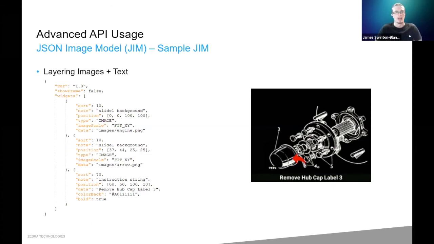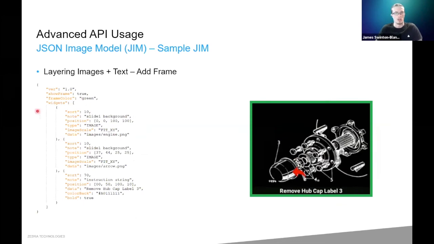And then on this final slide, I just show an example of how you would put a frame or a border around the JSON image model. And that would be done here. So putting show frame as true, and then the frame color is green, it would just put a green border around the HUD view itself.